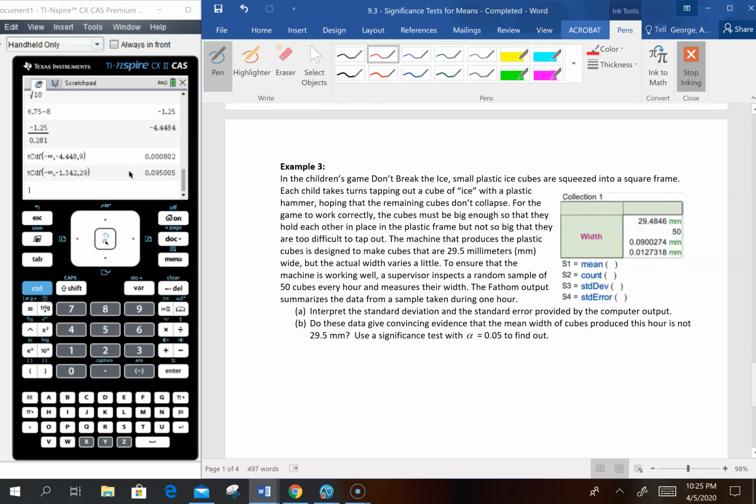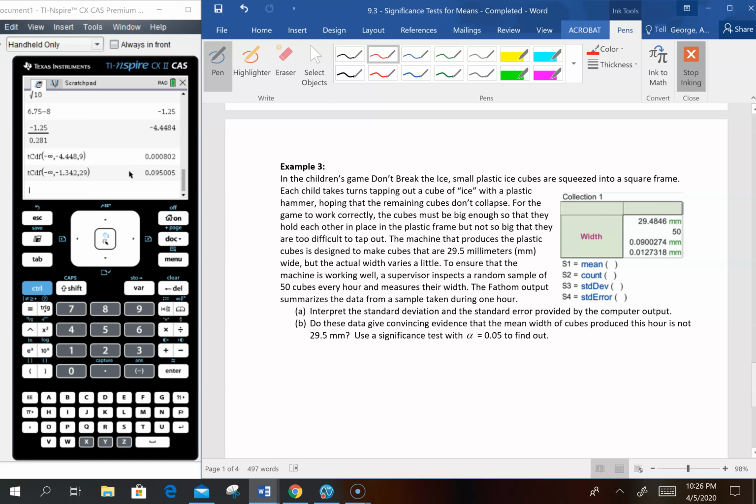In the children's game, Don't Break the Ice, small plastic ice cubes are squeezed into a square frame. Each child takes turns tapping out a cube of ice with a plastic hammer, hoping that the remaining cubes don't collapse. For the game to work correctly, the cubes must be big enough so that they hold each other in place in the plastic frame, but not so big that they are too difficult to tap out. The machine that produces the plastic cubes is designed to make cubes that are 29.5 millimeters wide, but the actual width varies a little. To ensure that the machine is working well, a supervisor inspects a random sample of 50 cubes every hour and measures their width. The Fathom output summarizes the data from a sample taken during 1 hour.